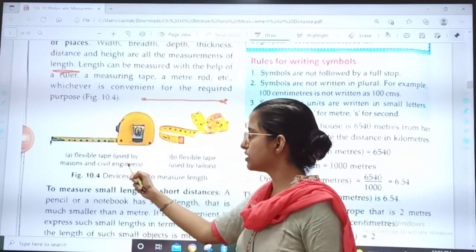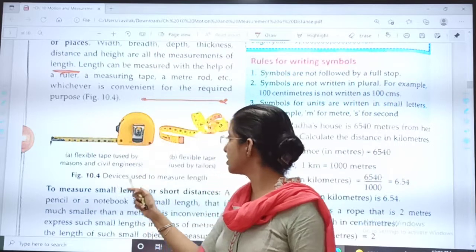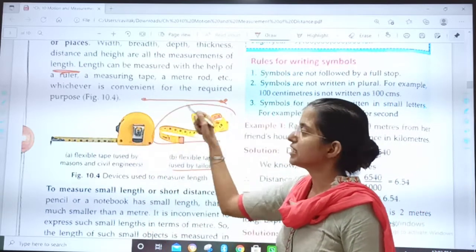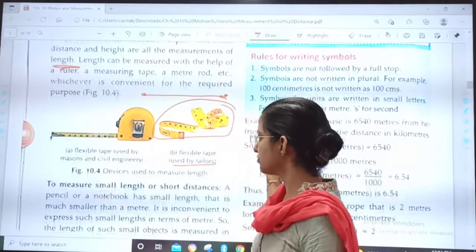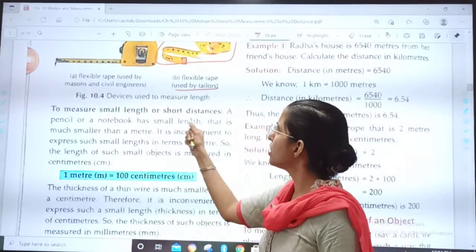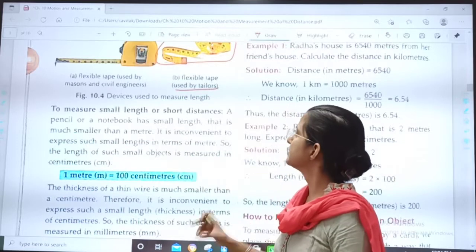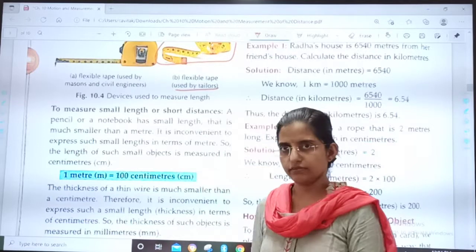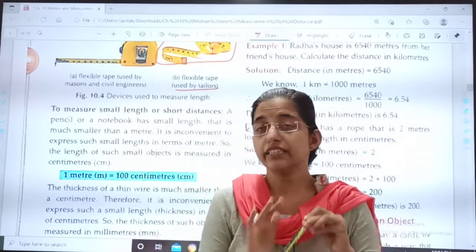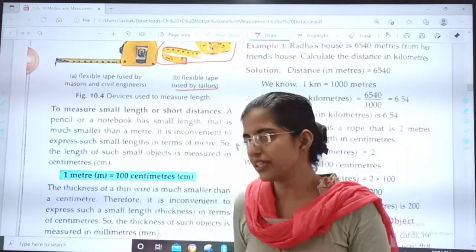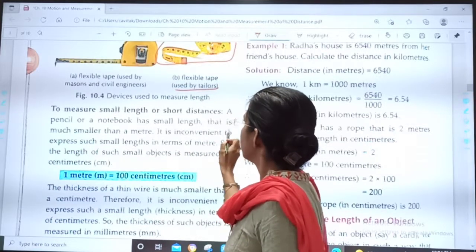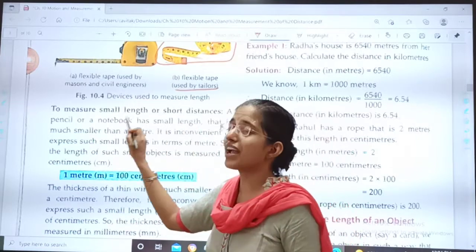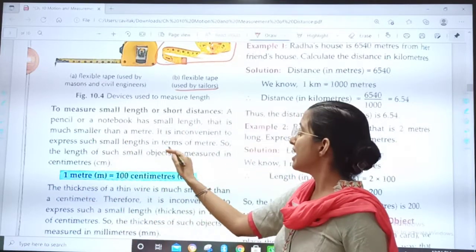A flexible tape used by civil engineers, flexible tape used by tailors. This is used by tailors. Now, to measure small length or short distances, a pencil or a notebook has small length. Like this pen has a small length. This we can measure using centimeter. That is much smaller than a meter. It is inconvenient to express such length in term of meter.